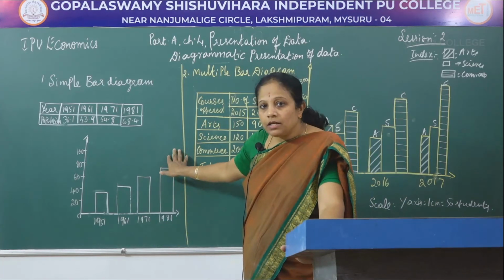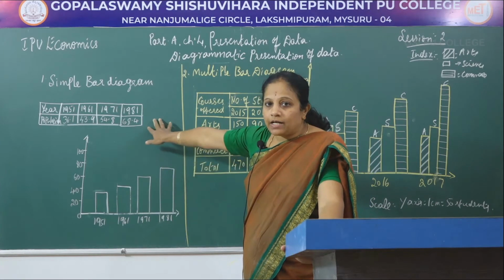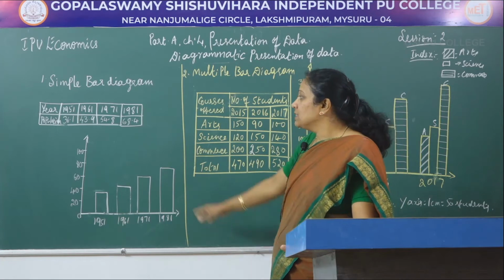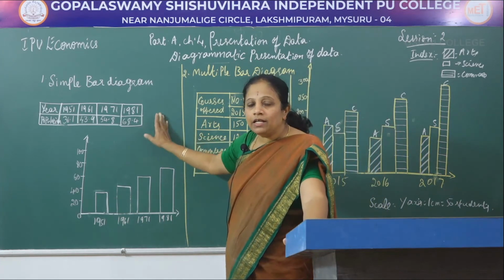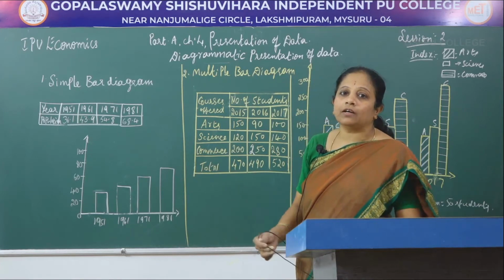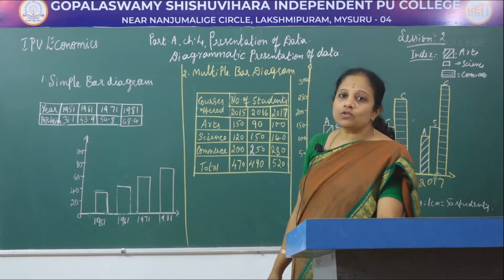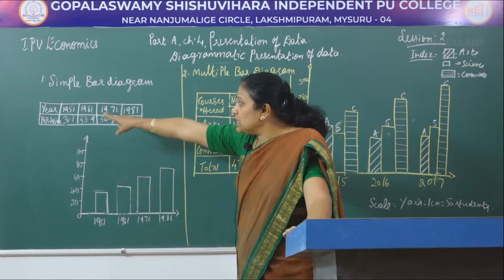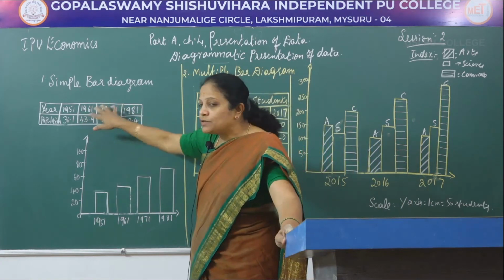Let us learn about the bar diagrams. The first one is simple bar diagram. In this, the data are given and we draw the rectangular bars only for single data, because it is used only for one single variable. Here the years are mentioned in this box.